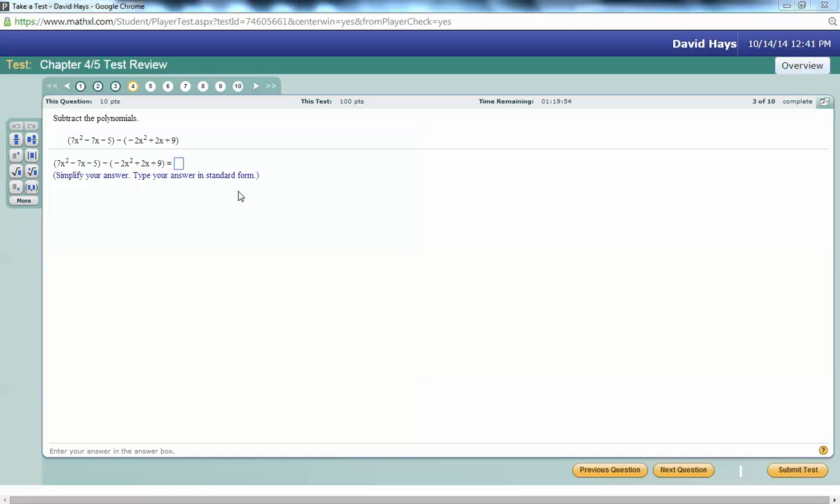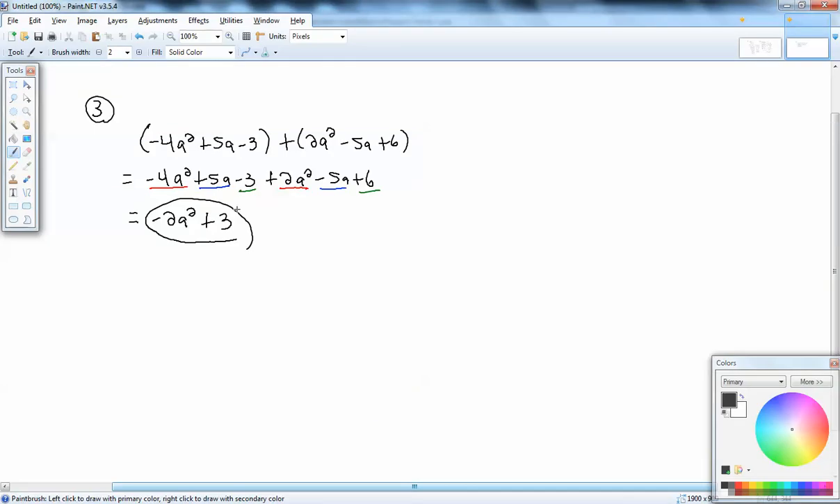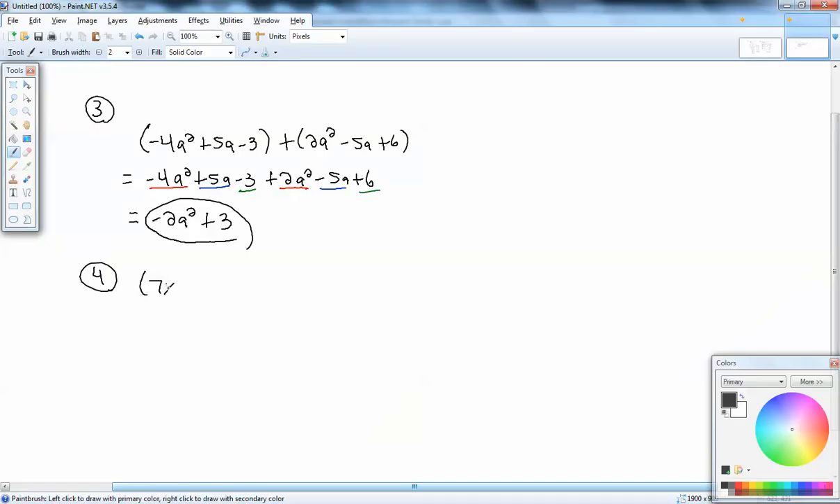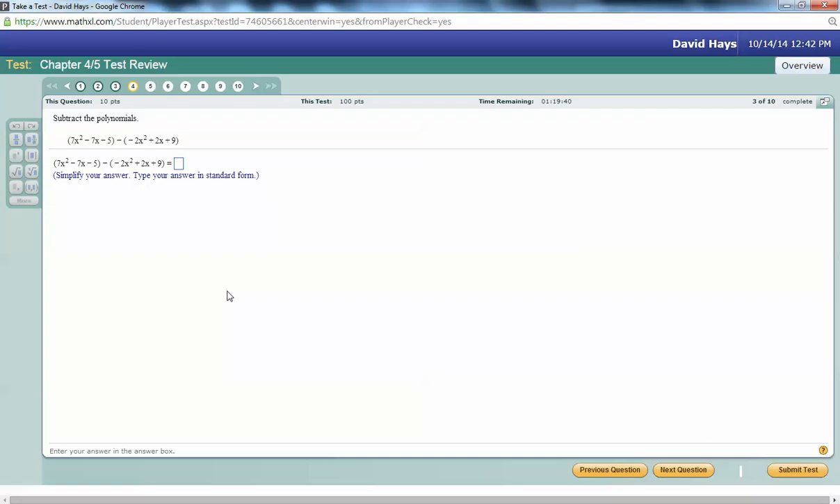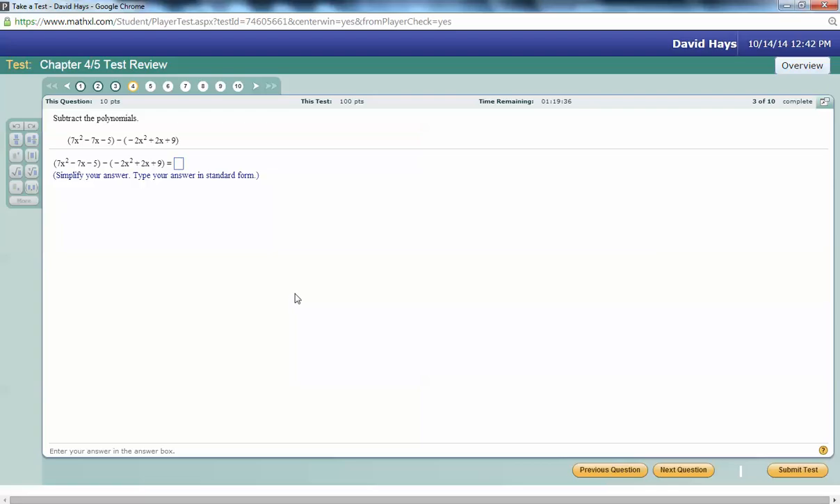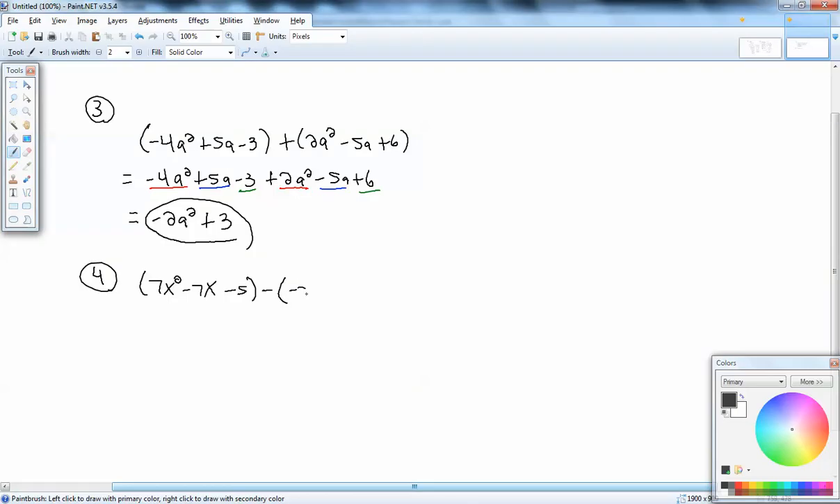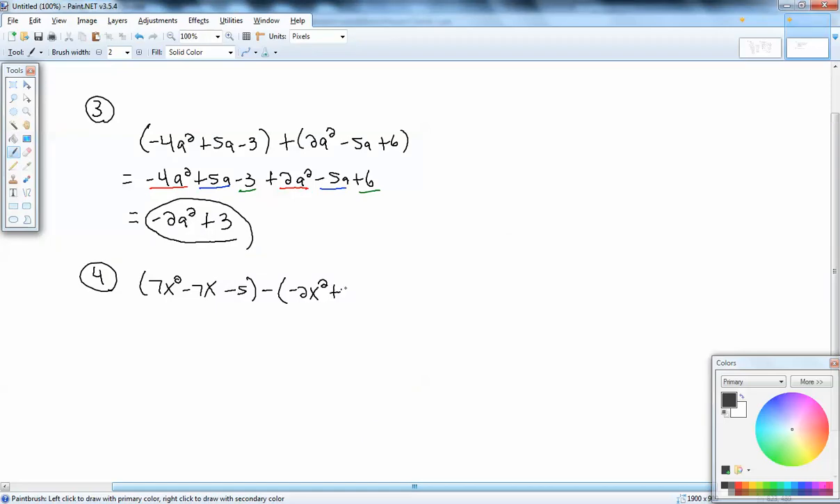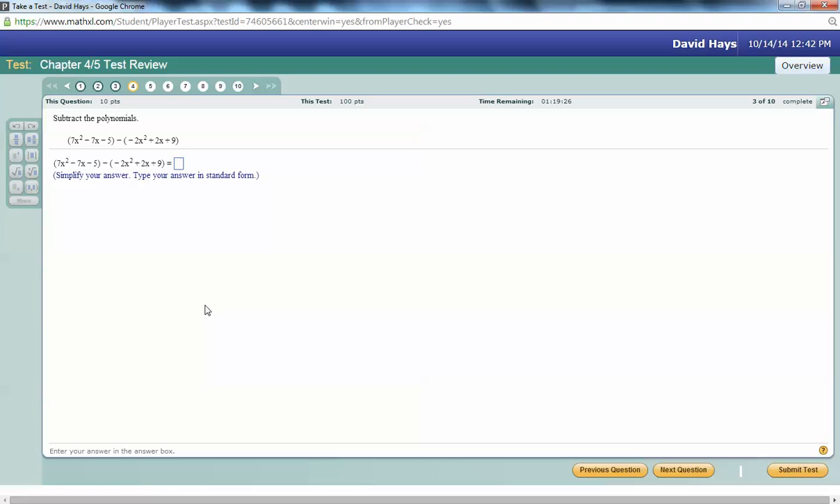And this one, I want to subtract the polynomials. So we got 7x squared minus 7x minus 5, minus negative 2x squared plus 2x plus 9. And want to subtract these.